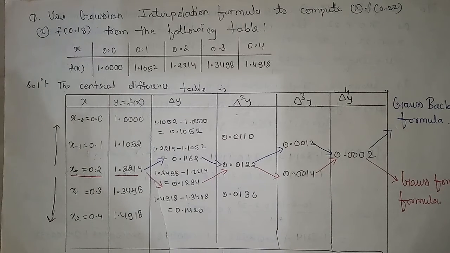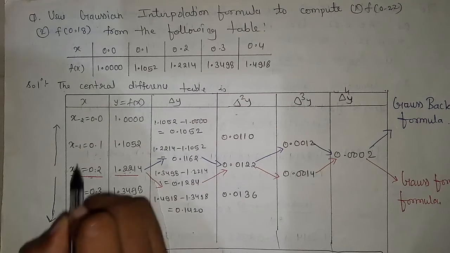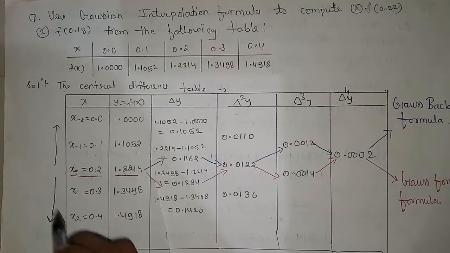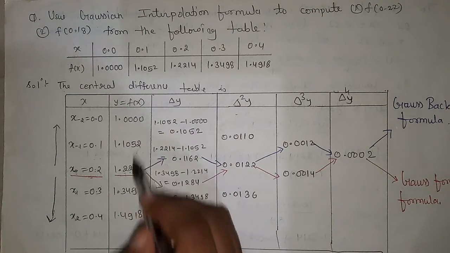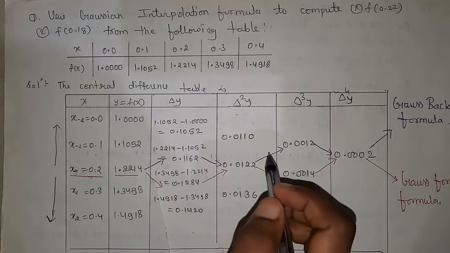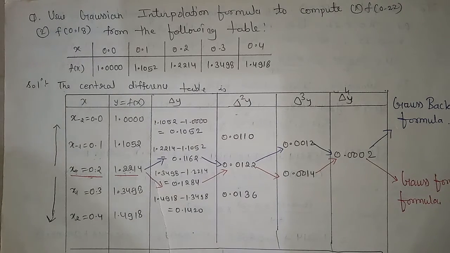So you have to take care that the value which is asked in the question should lie between x0 and x1 for the case of the Gauss forward formula. And for the Gauss backward formula, the value asked in the question should lie between x0 and x minus 1. So this is the important thing which you have to take care of. Here in this table we have written x and the values of x: the center value as x0, then x minus 1, x minus 2, x1 and x2, and y is given. Then we find the first difference, second difference, third difference and fourth difference, and so on. This is a thing which we know already.